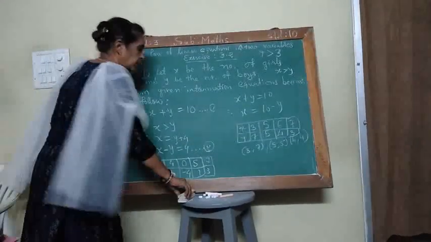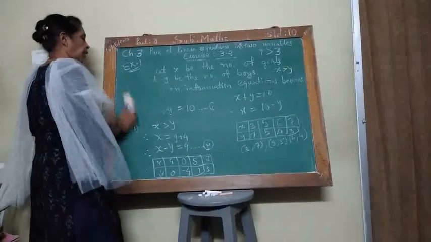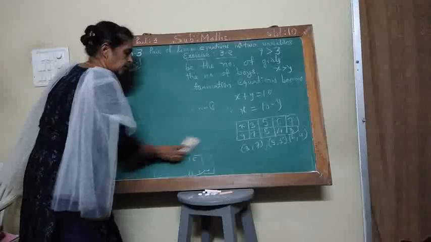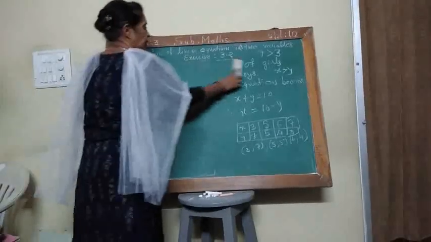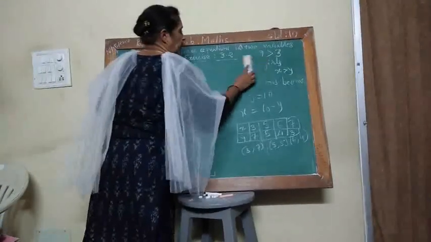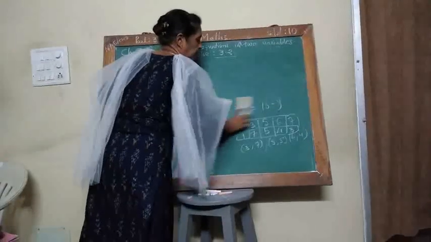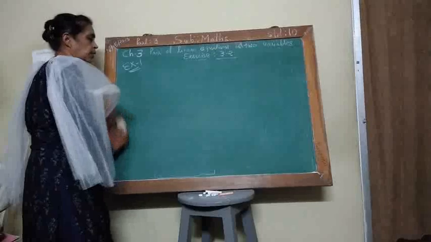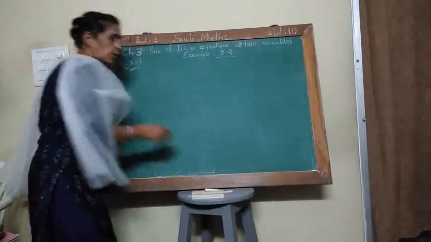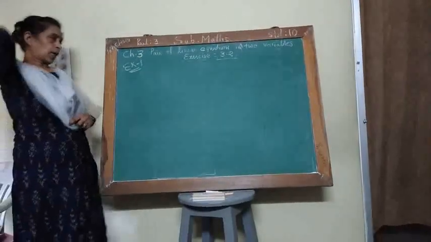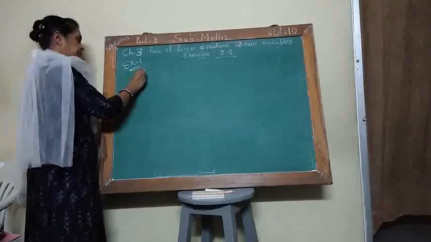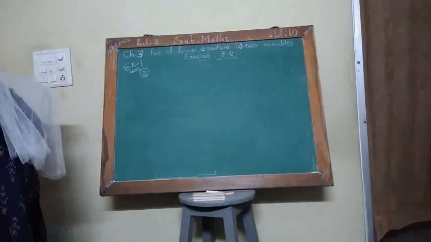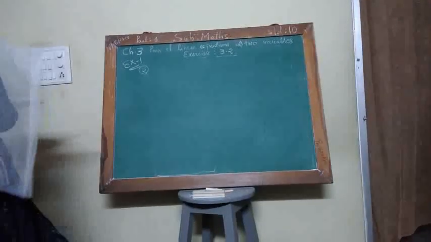And now I start the second one. In the second also you have to make the table, draw the graph and find the solution. So here, for example 1, number 1, at last you have to write: the number of girls is 7, the number of boys is 3. Now I do the second one. I did the first sum, now the second sum.